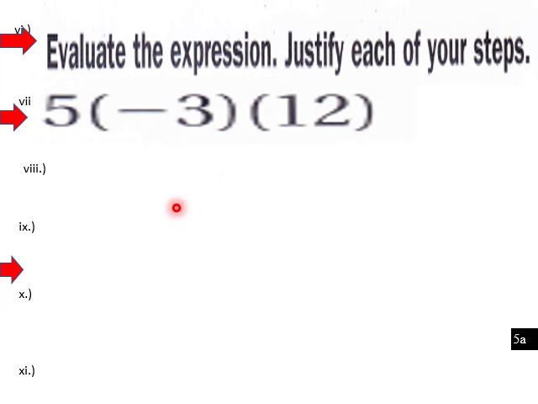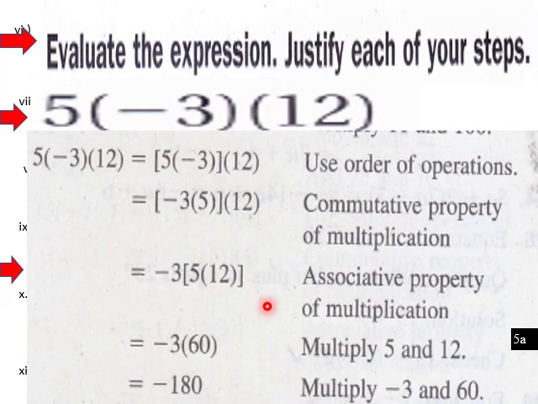negative 3 times 5 times 12. We could do that too. And then we can even move it out further here. Negative 3 times 5 times 12. And so it'll be negative 3 times 60. We're going to multiply 5 and 12 together. Negative 3 times 60 would be negative 180. That'd be one way you could do it. You could also go negative 3 times 12 be negative 36 times 5 would also be negative 180. So that'd be another way to do it.